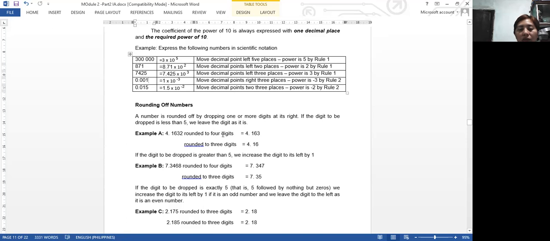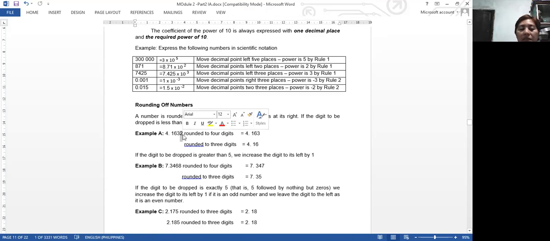4.1632 rounded to 4 digits. So 1, 2, 3, 4. Since the last digit is 2, it will remain as is. Since the number after the fourth digit is less than 5, we leave the digit as it is. So that's why it's 4.163. Rounded to 3 digits, it's 1, 2, 3. Since the next number after the third digit is less than 5, again, by the rule, we leave the digit as it is.